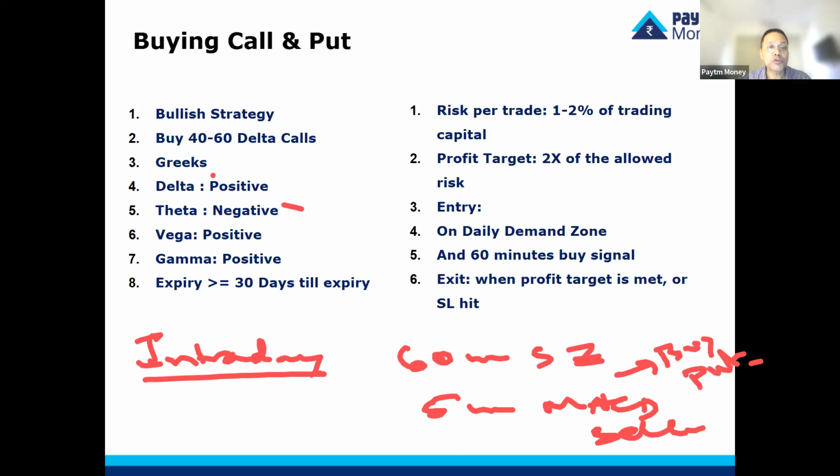Right? What put should you buy? You should buy an ATM put option or near the ATM strike. One step out of the money is okay, but you should stick to very close contracts. Now this is purely intraday.